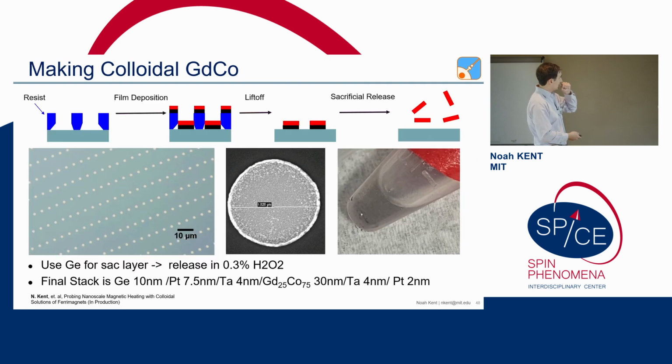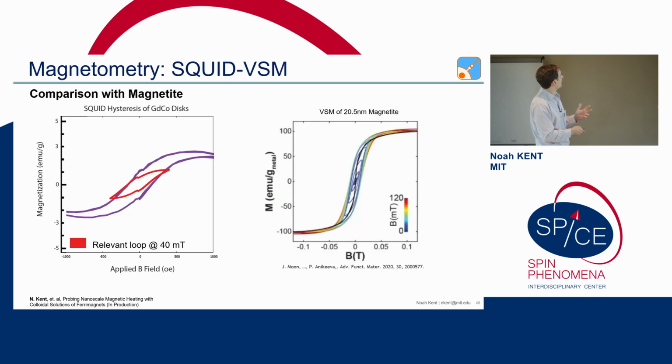So I made them in colloidal solution, right? I did photolithography and then released them into water and then transferred them to isopropanol to prevent them from oxidizing. So this is them in solution. And then I did hysteresis loops, right? On the left is the gadolinium cobalt disks. On the right is a standard heater, magnetite.